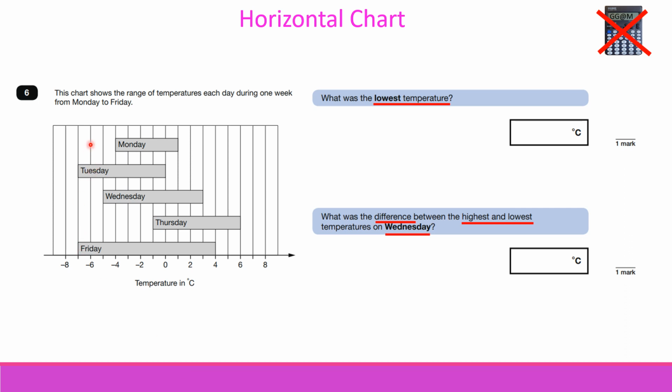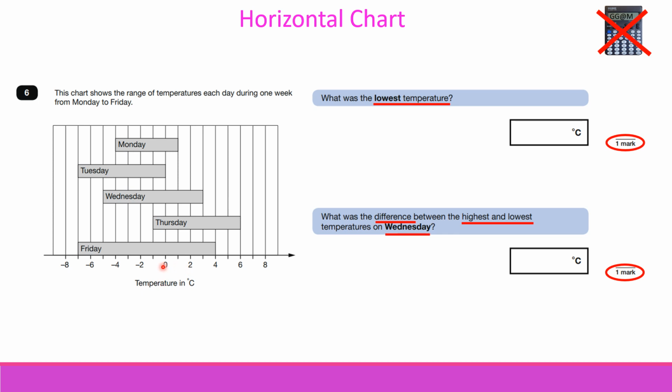So you can see here we have a chart which is horizontal. You've got the days of the week, Monday, Tuesday, Wednesday, Thursday and Friday, and then the temperatures are written along the bottom. Now the unit is given and it's also given in the answer, so you don't need to worry about the units. Each answer needs to be written in the box, and the first part is worth 1 mark and the second part is also worth 1 mark, so 2 marks in total.